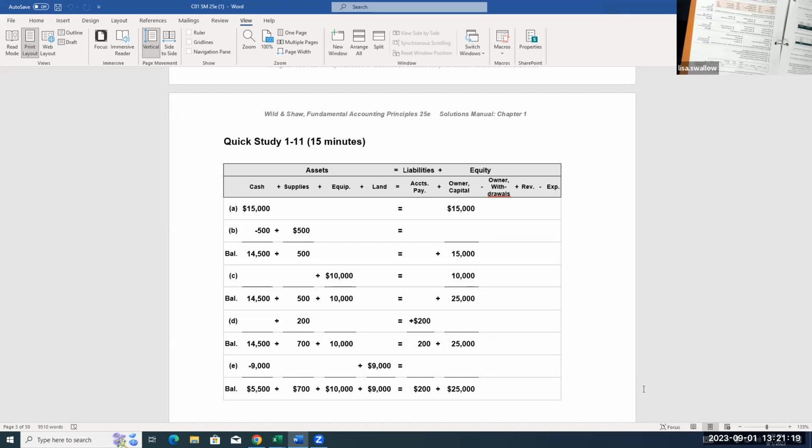Okay, so everyone's got one of these now. Okay, so we got 25 minutes to crank through this. Take out your piece of paper that's got the assets equals liabilities plus equity. This is a set of transactions that happened in Joan's law service. She opened her law office on July 1st.